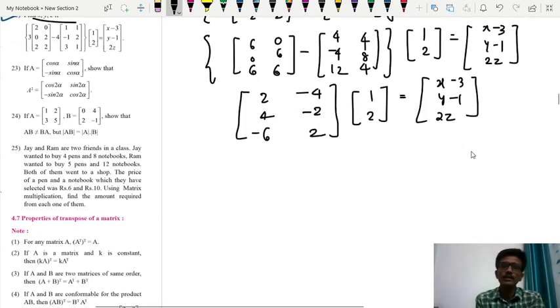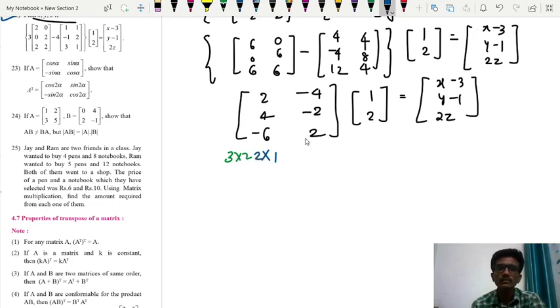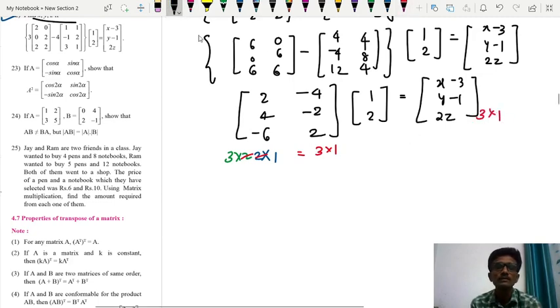Multiply this. What will be the multiplication of this matrix? See here the order of first matrix is what? It is 3 by 2. Order of second matrix is what? It is 2 by 1. So you will get the order of the product matrix. Product matrix क्या मिलेगा आपको? 3 by 1. Yes, 3 by 1. Right hand side का matrix भी 3 by 1 है. So let's do this multiplication. तो इसका multiplication करेंगे हम.